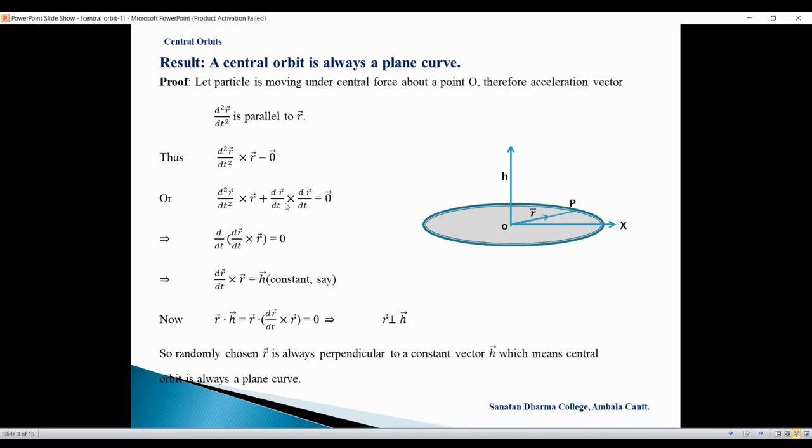Now, adding this term r cross a, because it is 0, we have this result. And now derivative is 0 means term is constant. Say constant is h. Now consider this term r dot h, and substituting value of h from here, we have scalar triple product where two vectors are same. Therefore, scalar triple product will be equal to 0. So r dot h equal to 0 means they are perpendicular. Now r is here randomly chosen. Means any radius vector is perpendicular to constant h, which proves the result: central orbit is a plane curve.